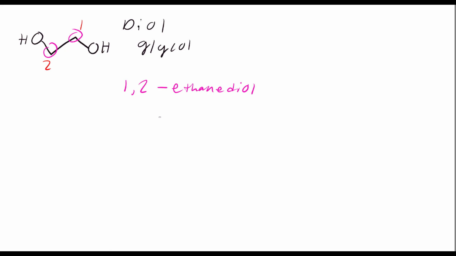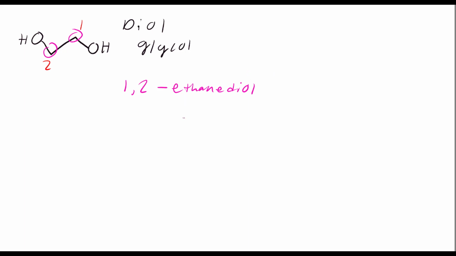So whenever you have diols, you want to keep the E. Instead of saying ethane diol without it, we keep the E and put diol. So what this name tells me is that there's an alcohol on the first and the second carbon. There is an ethane, so there are 2 carbons altogether, and we have 2 alcohols. That's a diol.